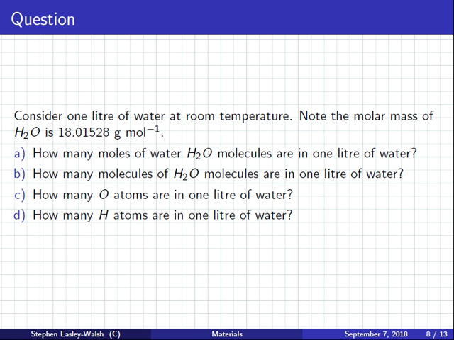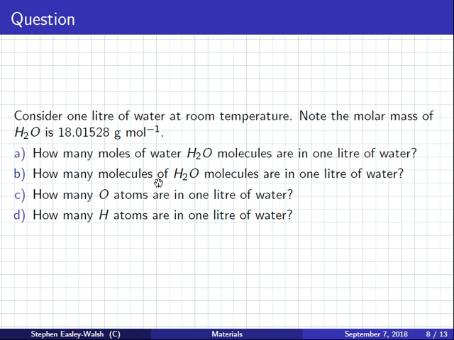Now, next part. How many molecules of H2O are there? What are you going to do, Khalifa? Times Avogadro's number, 10 to the 23, times the previous answer, 55. So, about 10 to the 25 molecules. Is that okay?